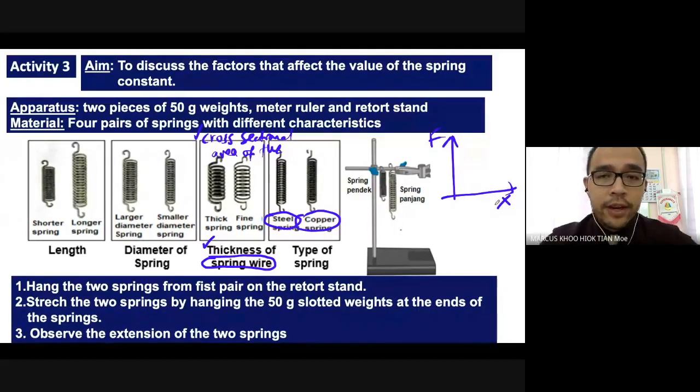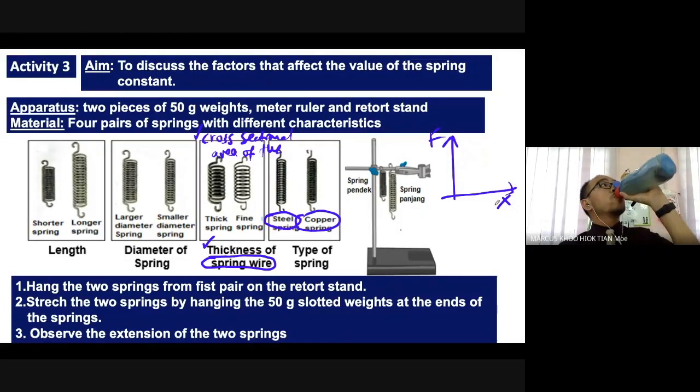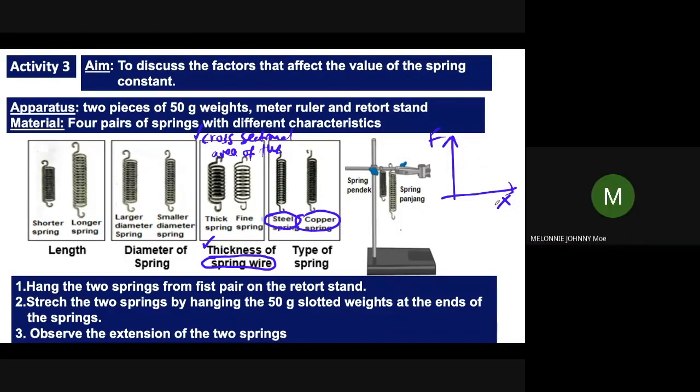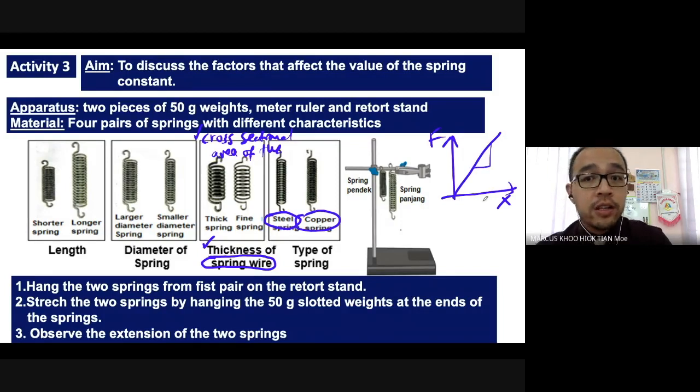If I draw the value of F against X, how do I find the value of the spring constant? Using the gradient. Okay, we calculate using the gradient. So you have this, then you calculate the gradient, and you find the value of the spring constant.